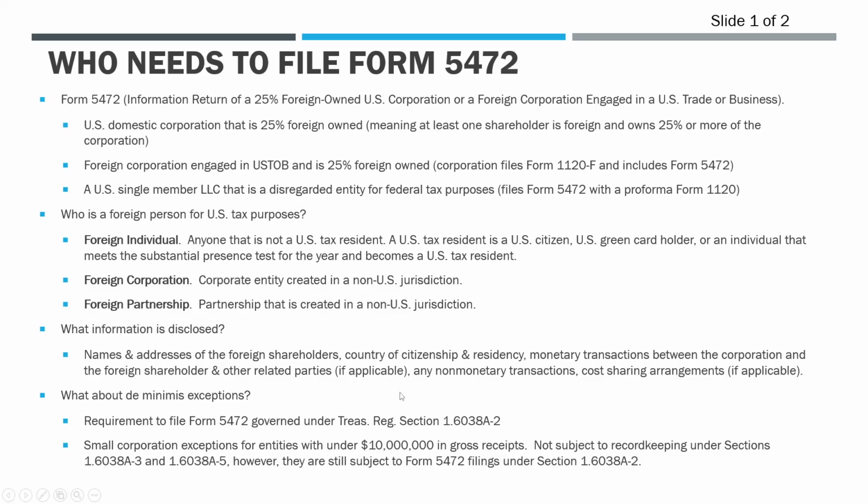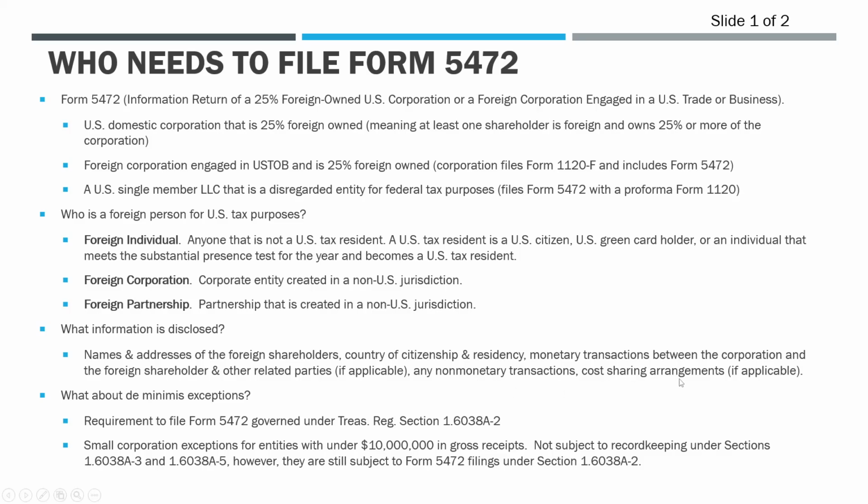There are certain cases where you might not have any money moving between the parties, and that's okay. We still recommend filing the 5472. You just might not have any information that's disclosed regarding those elements. And any non-monetary transactions that might apply, right? So in certain cases, you might have foreign shareholders acting on behalf of the corporation, but maybe they're not compensated for it. So that would be a non-monetary transaction.